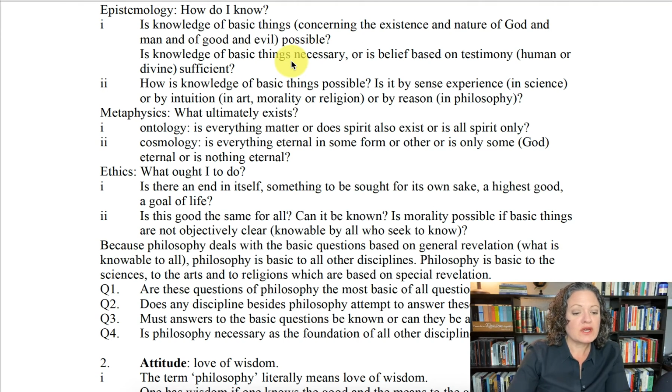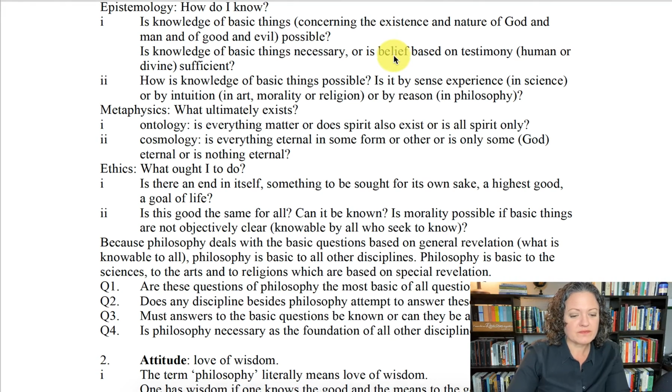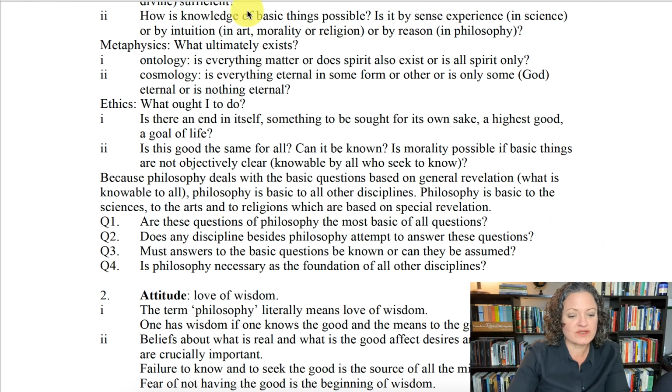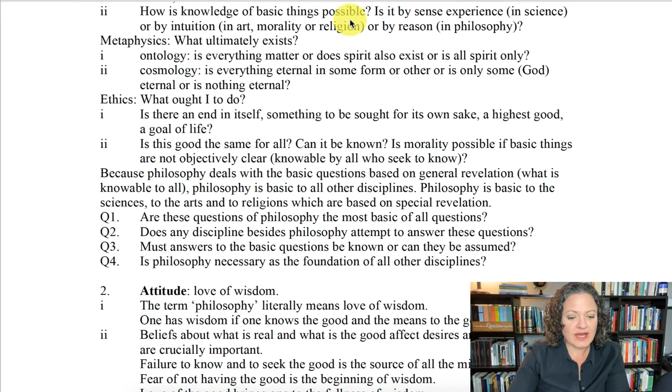Okay, so you should be at this point asking, I wonder what knowledge is then. Knowledge is not the same as belief. So what is knowledge? And then how is knowledge of basic things possible? If we're going to know whether there's a God or not, how would we know that? Is it by our senses, as in science? Can science tell us whether there's a God or not?